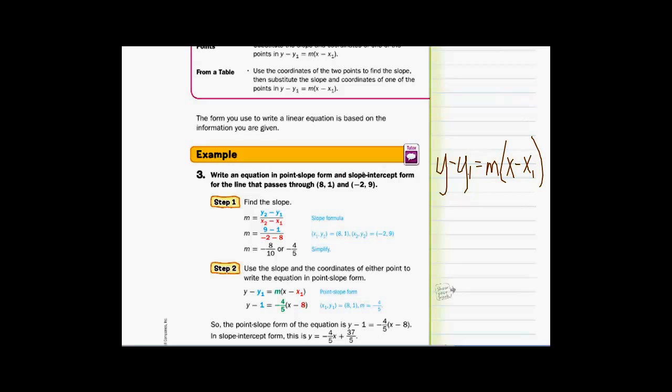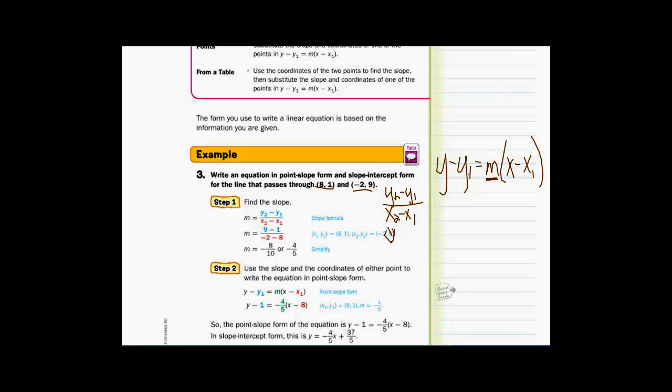So, and passes through both of these points. Has to pass through both of these points. So, the first thing that we don't have, which you need, is the slope. But you could get the slope from these. Remember slope formula: y2 minus y1 over x2 minus x1. So y2, 9.